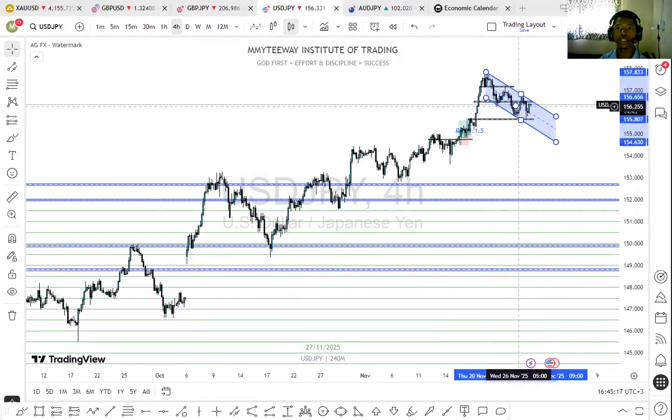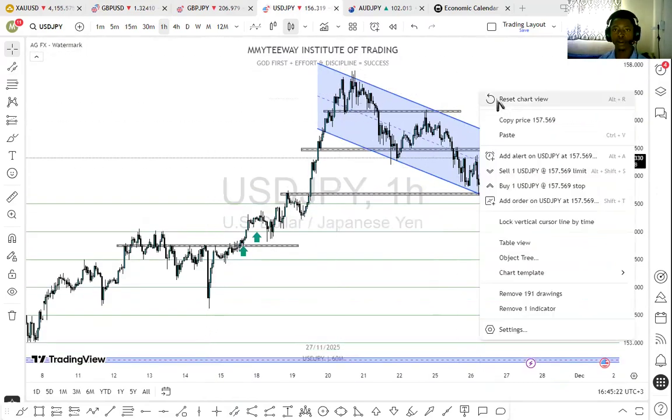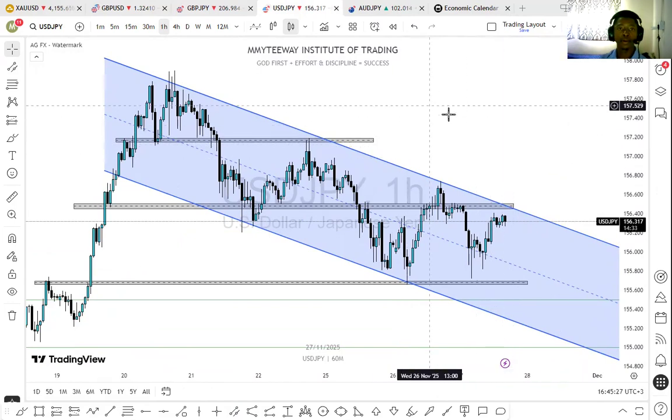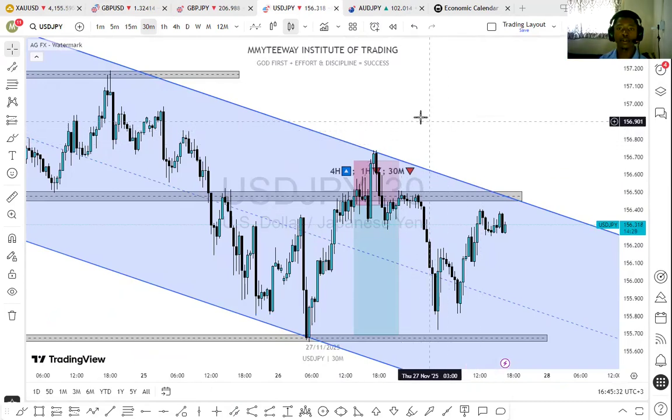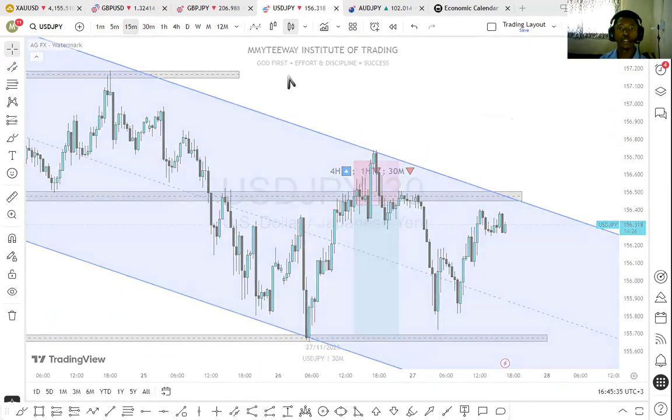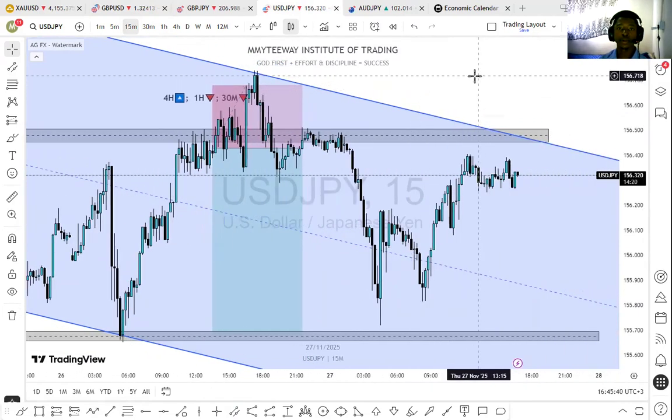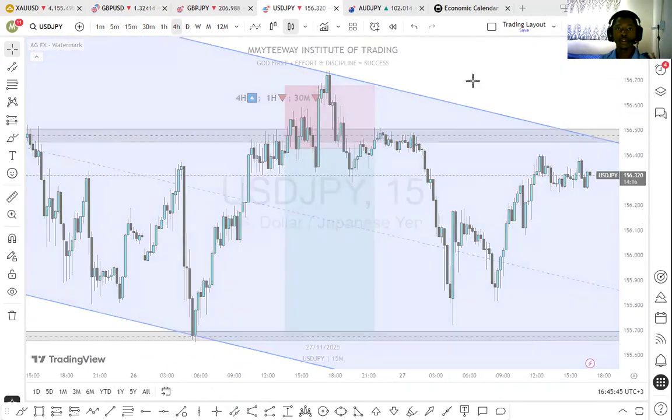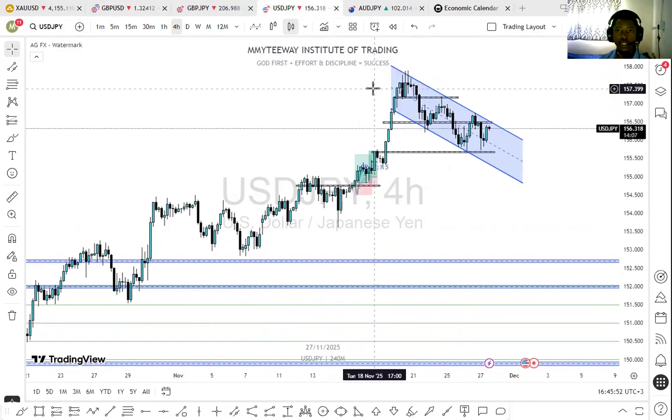Forming almost a bearish channel right about here. Then we move on to the 1 hour, 1 hour, 30 minutes, and the 15 minutes. So now we just want to confirm because this might be a counter trade we are going to take right now.